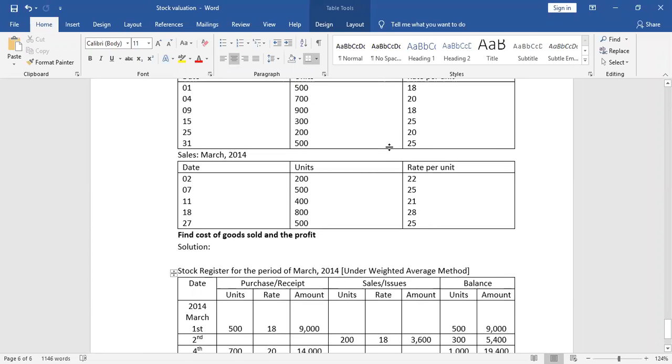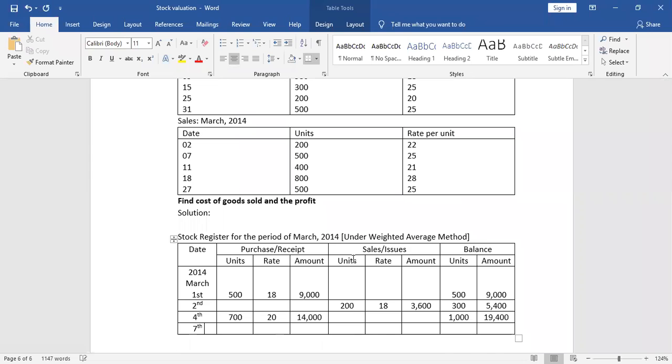So the entry of the 4th is done. Which is the next date after 4th? Next purchase is on 9th, but sale is on 7th. So after 4th, will we go to 9th or 7th? We will go to the 7th, and on the 7th it is a sale of 500 units. So how do we find the average price? 19,400 divided by 1,000.